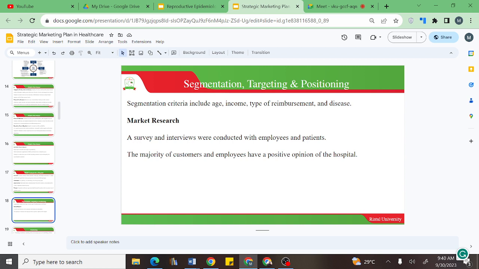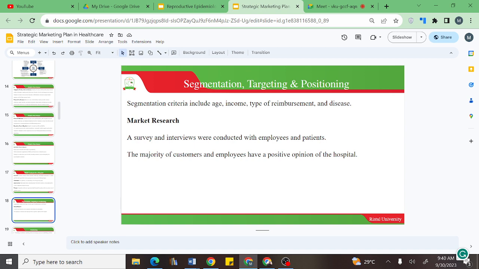So we move to what we call segmentation, targeting, and positioning. So having understood the environment within which the hospital or the healthcare organization is operating, you now need to put in place strategies on how to position yourself. Okay, what strategies can you really implement? So you can implement things like targeting and positioning and other things that we shall look at.